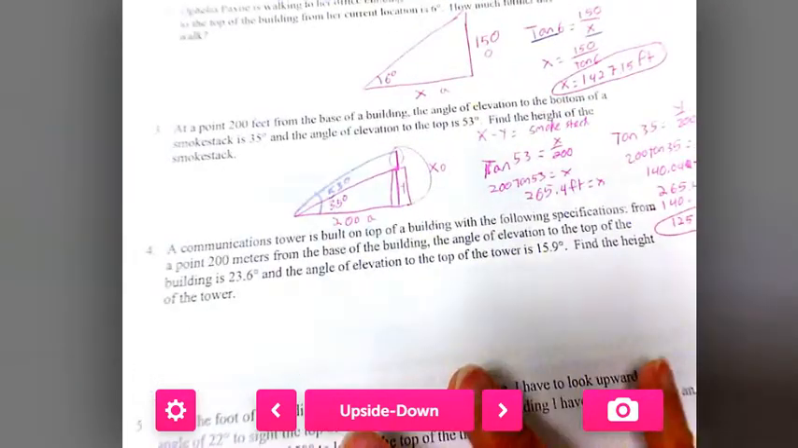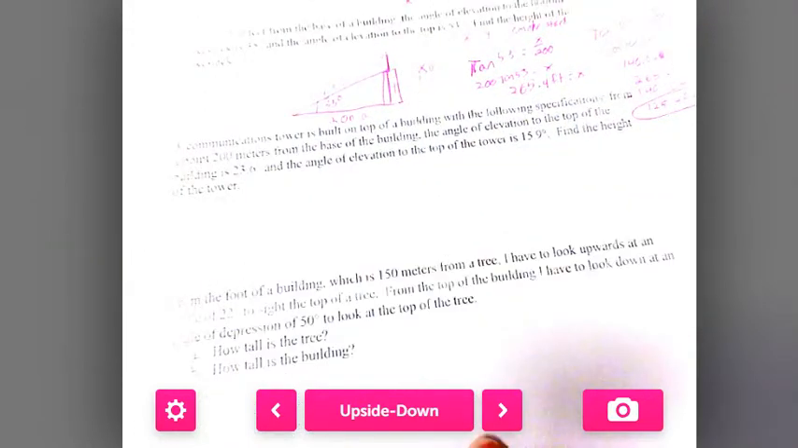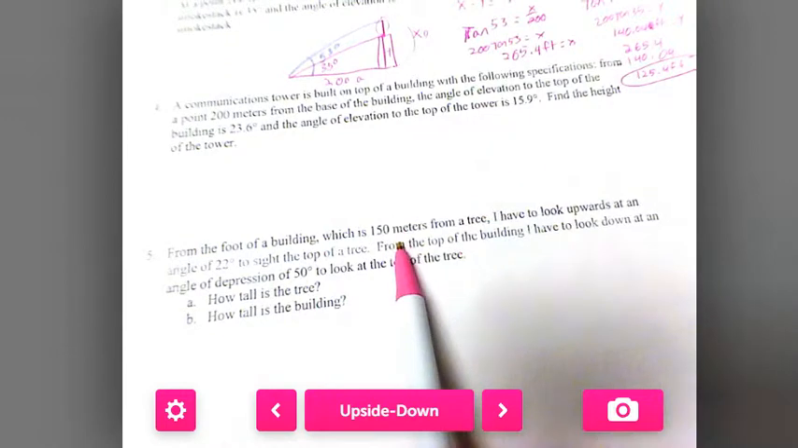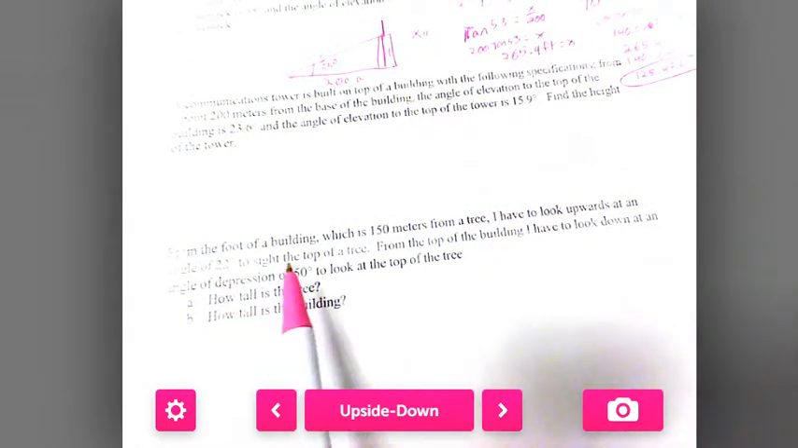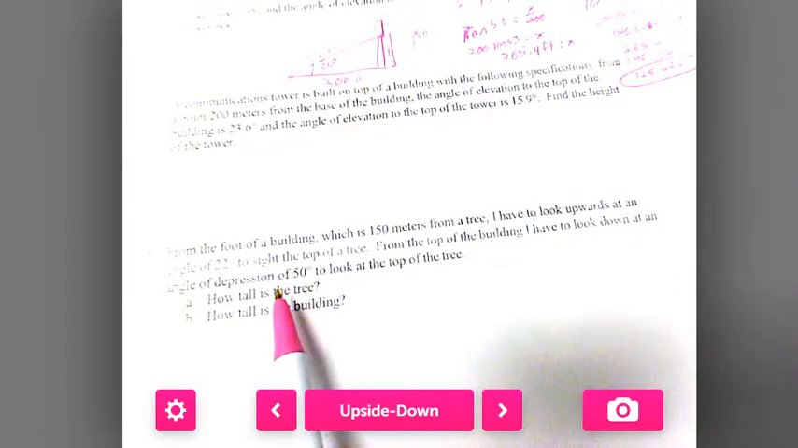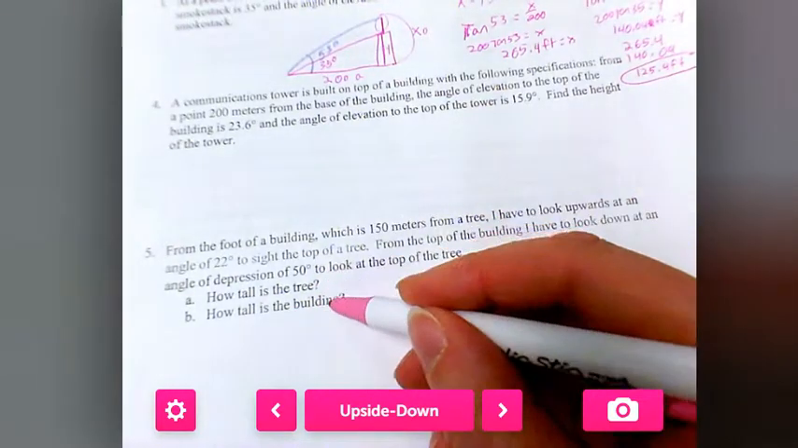So my next one looks really similar. I'm actually going to skip that one to save time, and I'm going to go down to number 5. From the foot of the building, which is 150 meters from a tree, I have to look upwards at an angle of 22 degrees to sight the top of the tree. From the top of the building, I have to look down at an angle of depression of 50 degrees to look at the top of the tree. And we want to know how tall the building is and how tall the tree is.